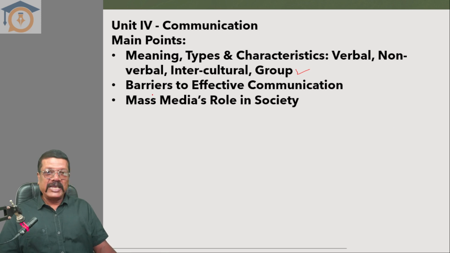And we will also look at the barriers to effective communication, which is also part of the syllabus, and then mass media's role in society. So what's the role of the television? What's the role of newspapers? All that put together comes under mass media. So that's also part of communication.